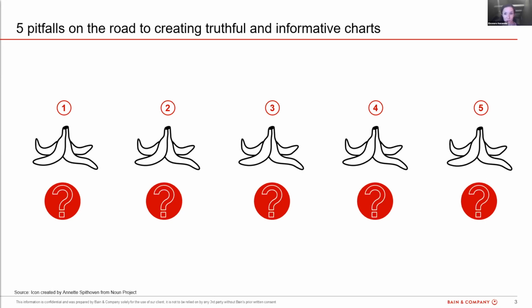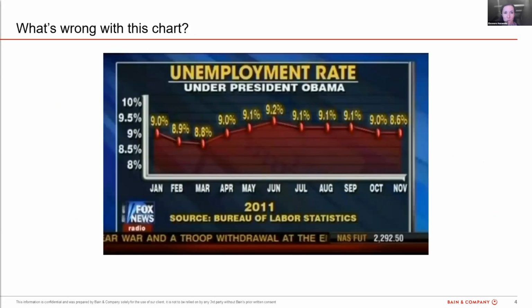All right, are you ready for the first one? What's wrong with this chart? It's an easy question. I promise I will start with something easy. So feel free to send some comments in the chat. Oh, everything. Y-axis not starting from 0. Here we go. Yeah, Y-axis is truncated.